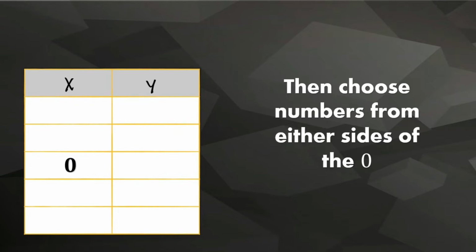So, doon tayo sa negative numbers, pwedeng negative 1 and negative 2. Sa positive side naman, we have 1, we have also 2. So, pwede ba yan, sir, ng negative 3, negative 4? Yes po, as long as we have negative numbers on one side and positive numbers on other side of 0.